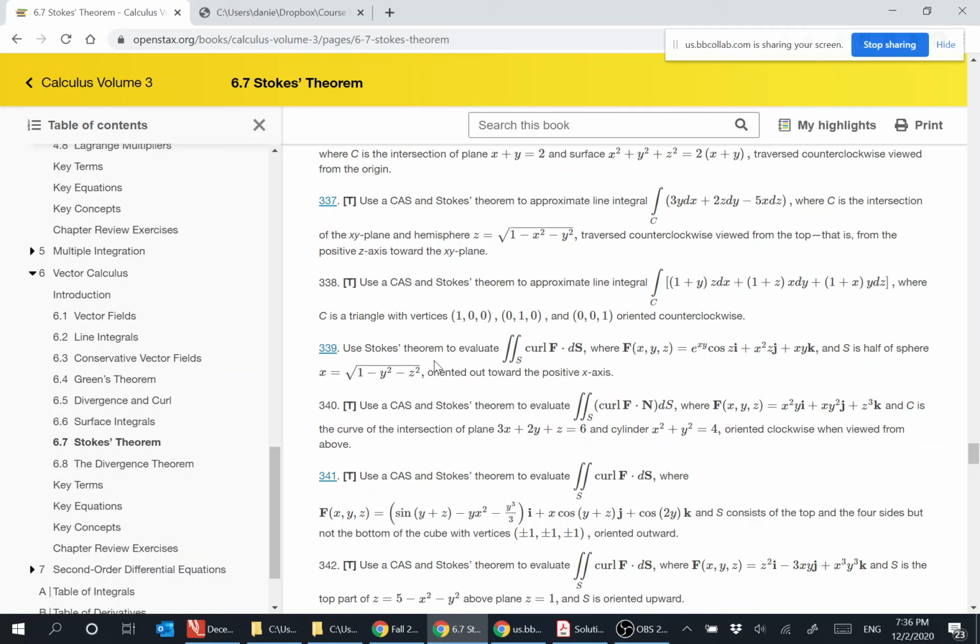Use Stokes' theorem to evaluate the surface integral of the curl of F dot dS, where F is this, and S is the half sphere. Right, the upper half sphere oriented out towards the positive x-axis. So that's the half sphere that's going in the x direction. Okay, I'll draw it for you. So number 339.